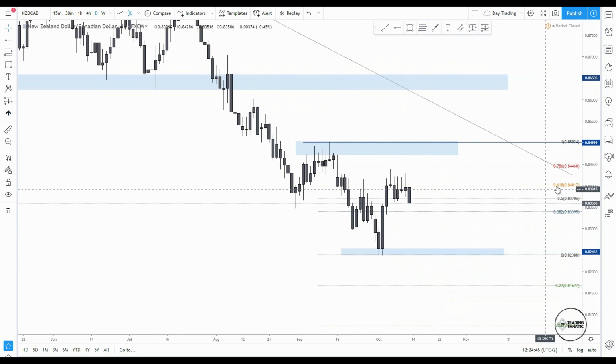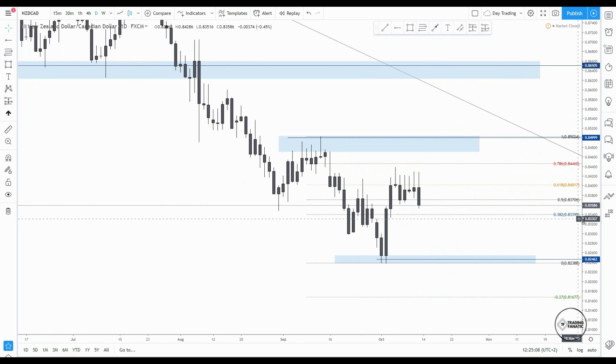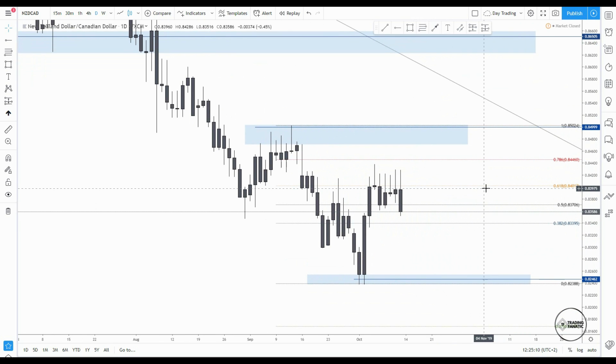You see 61.8, 50%, and the maximum point is 78.6. You can see it's in red. So this is the maximum point. The 61.8% is my golden level, and the 50 and the 38.2 are just for confluence that price action may find a resistance here at the 50%. So we have the 61.8%, that's our golden level. What else do we have?